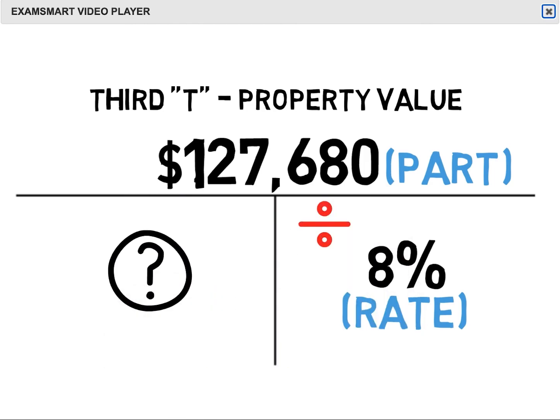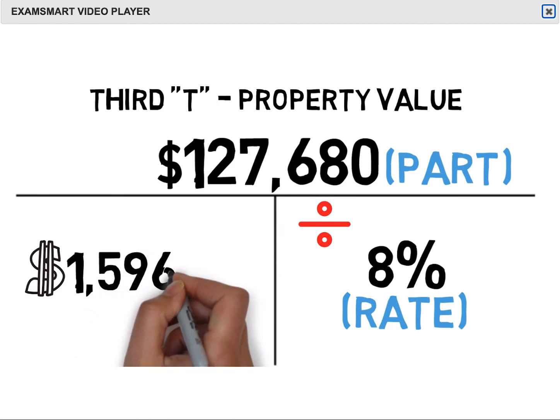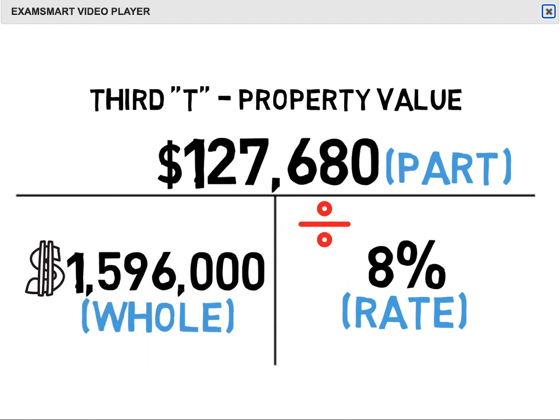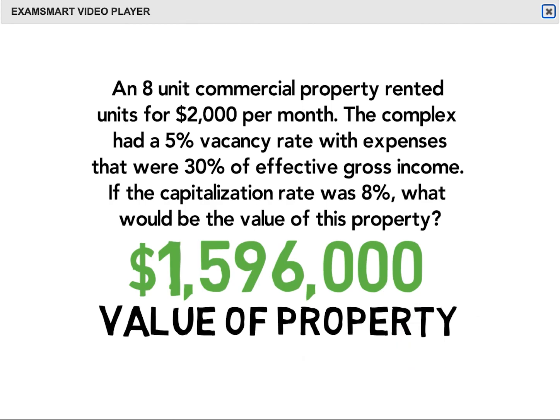So we will take $127,680 and divide by 8%, and that will give us a value, our whole amount, of $1,596,000. Our answer again would be $1,596,000. The net income divided by the cap rate gives us our value.